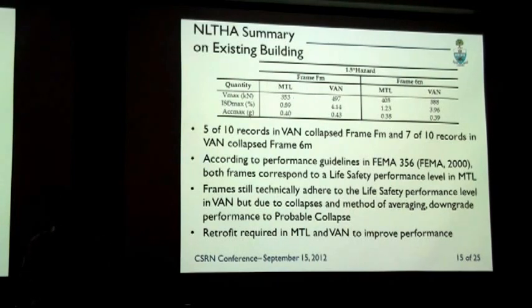According to FEMA 356, both frames in Montreal would comply with a life safety performance level, which is, I guess, okay, but not for a hospital after an earthquake. In Vancouver, technically it's life safety as well, but again, because of this unconservative truncation of the inter-story drift levels that collapse the frame, it's more of a probable collapse in Vancouver. So clearly retrofits are required in both locations.